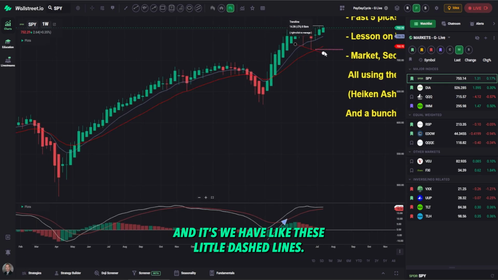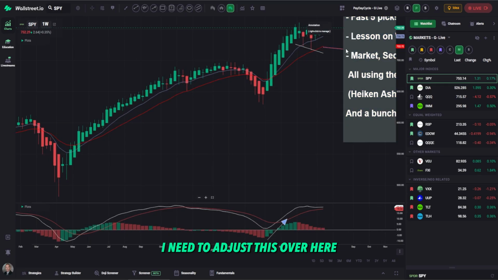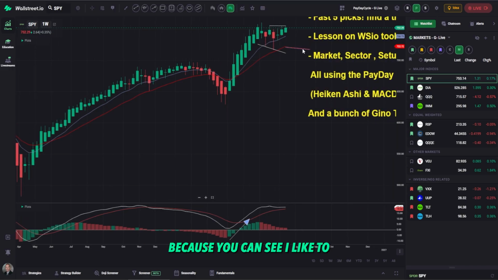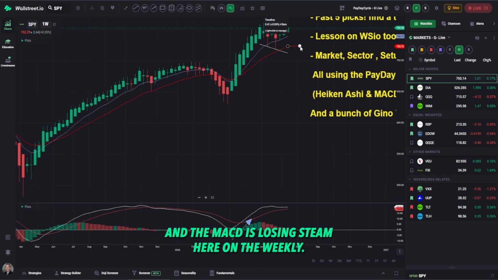And we have like these little dash lines. You'll see this is on the 20. I need to adjust this over here because you can see I like to put this on the 20 just to show like this is still considered bullish. And the MACD is losing steam here on the weekly.